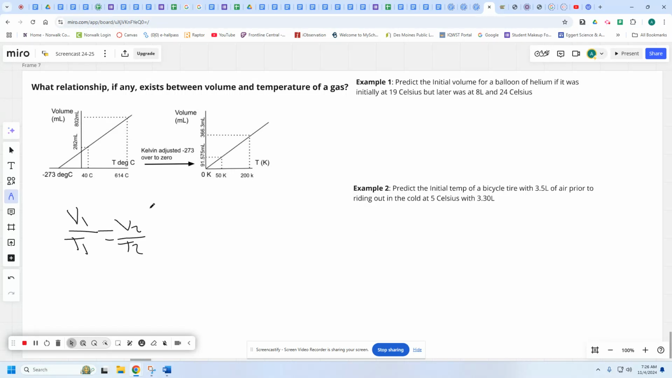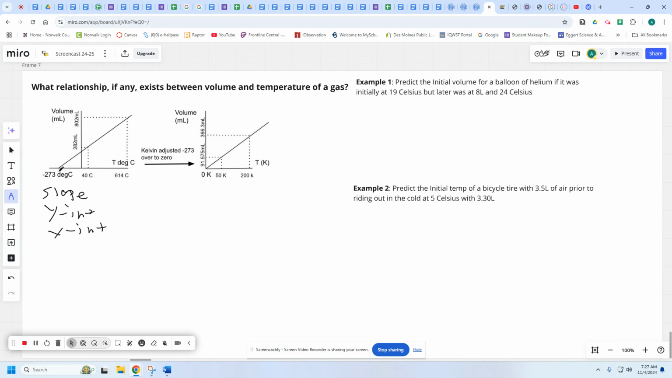Today I'm going to talk to you guys about the origin of where V1 over T1 equals V2 over T2 comes from. From an activity in class, everyone should have had a graph constructed on Desmos comparing volume in milliliters to temperature in degrees Celsius. From this graph, everyone should have had a slope, a y-intercept, and an x-intercept that was crucial to get.